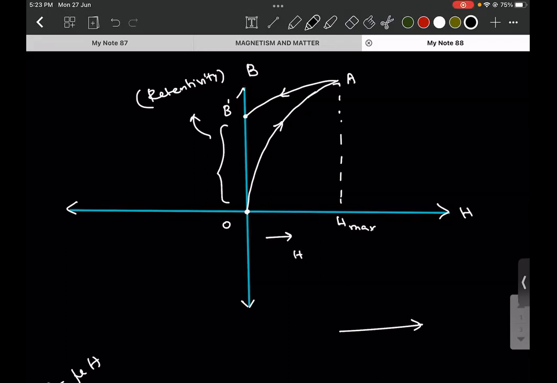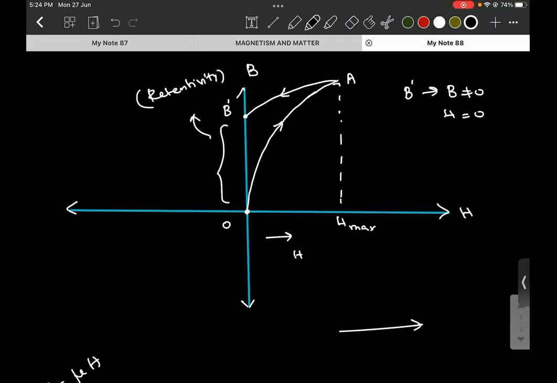This point is clear. Now observe at B dash, magnetic induction is not equal to 0, whereas H is equal to 0. Is the point clear? So magnetic induction is not equal to 0, but H is 0. Then the distance OB dash is called as the retentivity of the ferromagnetic substance. Means it is the value of magnetic field it is able to hold within itself.